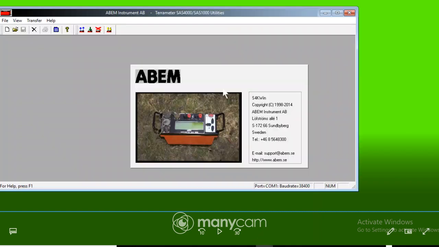In addition, I'll show you about this software. This is the ABEM instrument. How can we use the ABEM Terameter SAS 4000 utility software, and it is also used for the SAS 1000 utility software. I'll discuss that in the future.